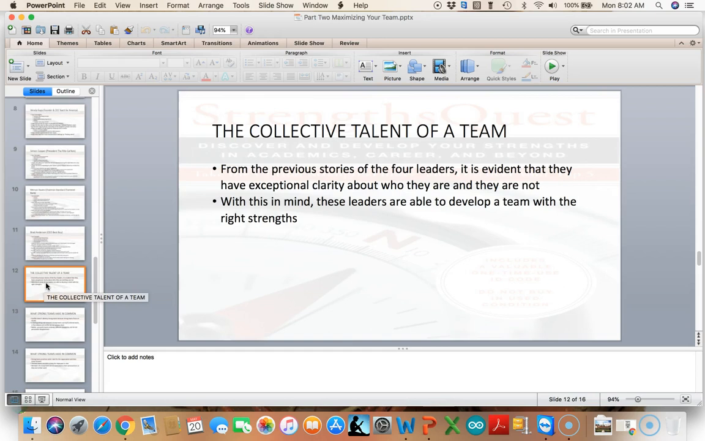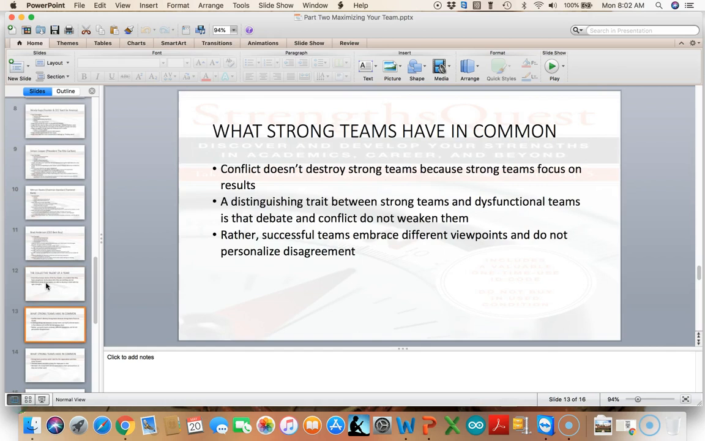From the previous stories of the 4 leaders, it is evident that they have exceptional clarity about who they are and who they are not. With this in mind, these leaders excel in their ability to develop teams with the right strengths. What do strong teams have in common? Conflict doesn't destroy strong teams because strong teams focus on results.